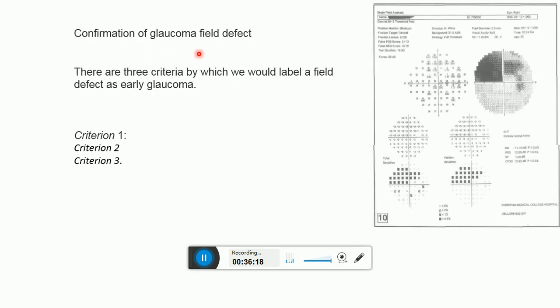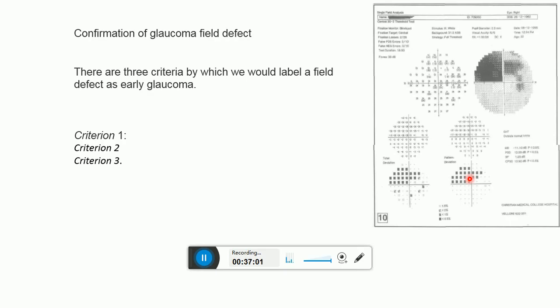Confirmation of glaucoma field defect. There are 3 criteria by which we could label a field defect as early glaucoma. Criteria 1. First, in the pattern deviation plot, if it is a 30-2 program testing out to 30 degrees, one has to ignore the outside edge points. This is not needed in the 24-2 program. Then let us see if there are 3 or more non-edge points that are depressed to an extent that would be found in less than 5% of the population.